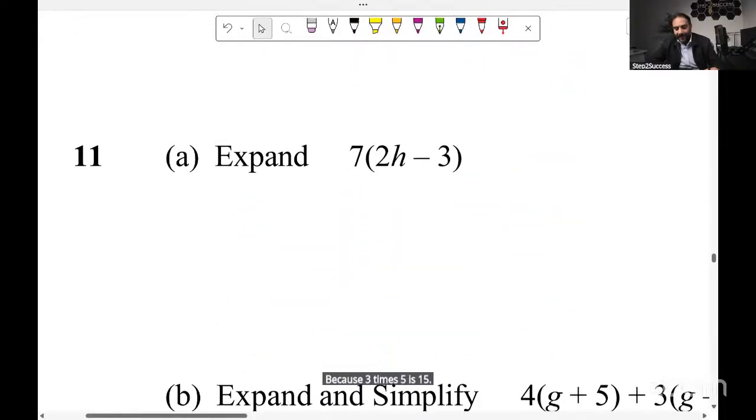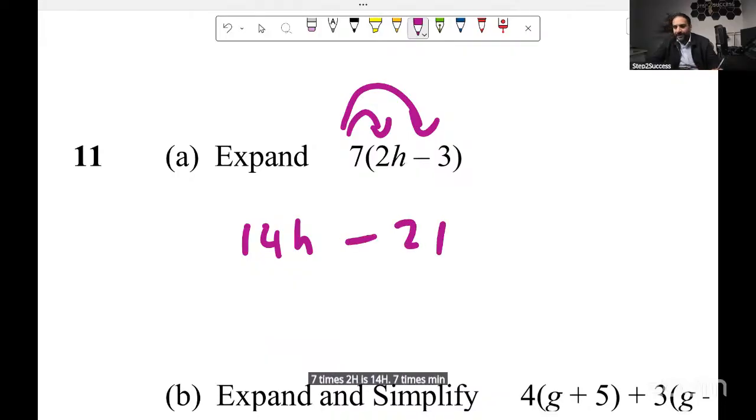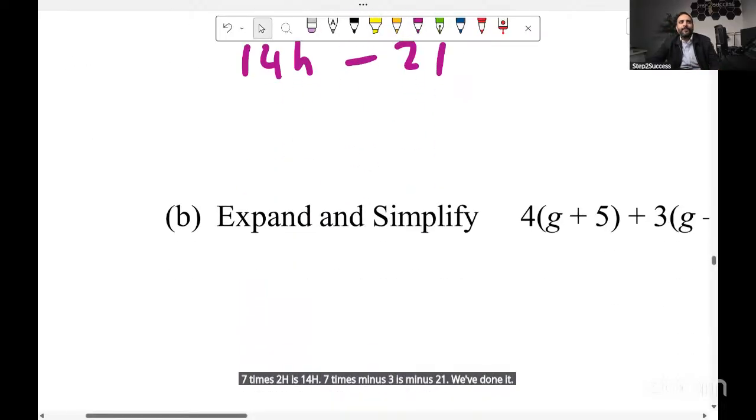Yes. Expand the following. 7 times 2h is 14h. 7 times minus 3 is minus 21. We've done it. And then a bit longer.